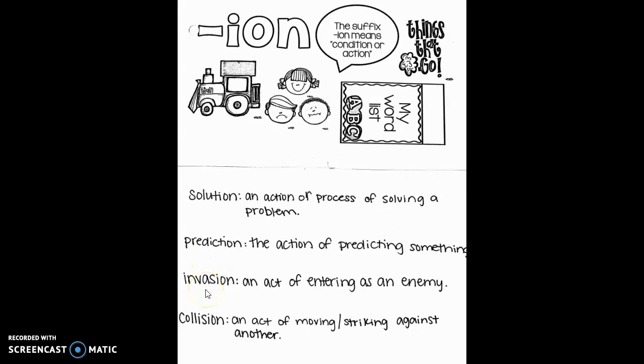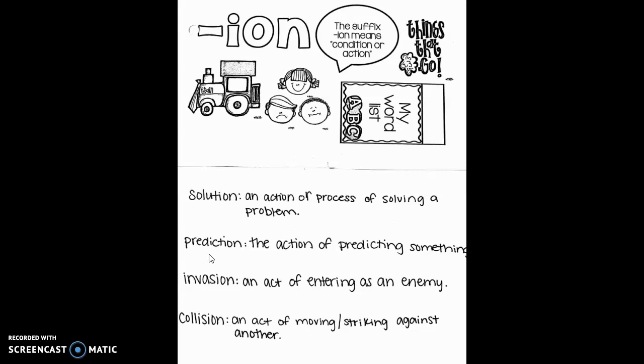Invasion is the act of entering as an enemy. And collision is an act of moving or striking against another. So all of these are, when you have the ION, it's the action or the condition or the process of something being done. So we have the solution to my problem was to clean my room.